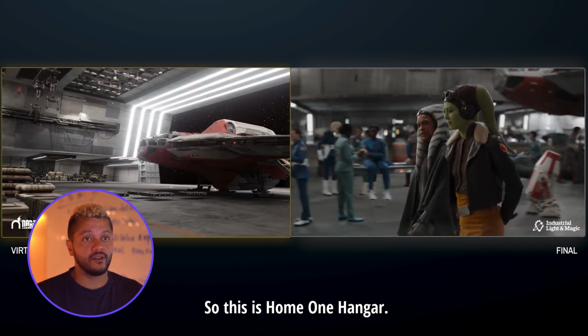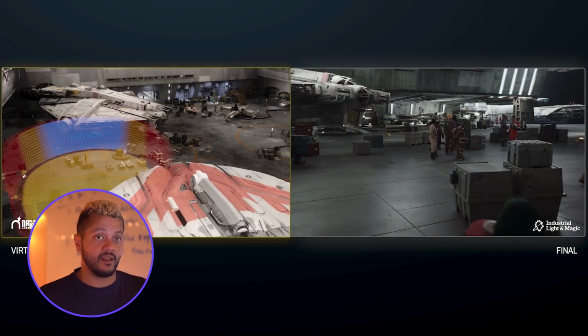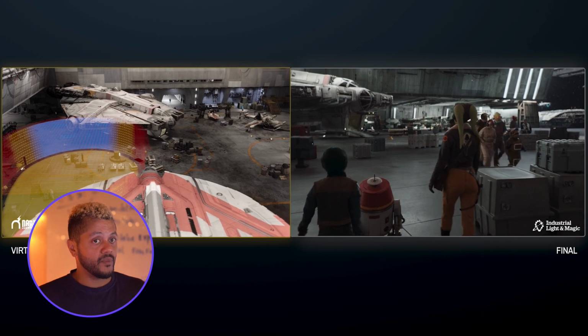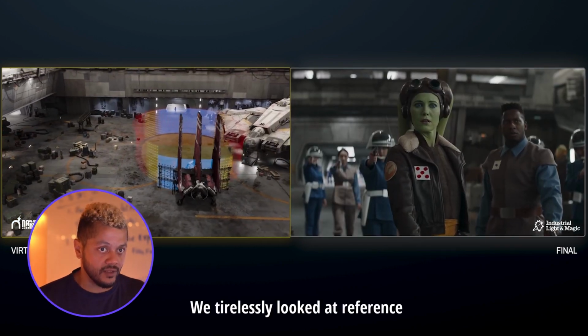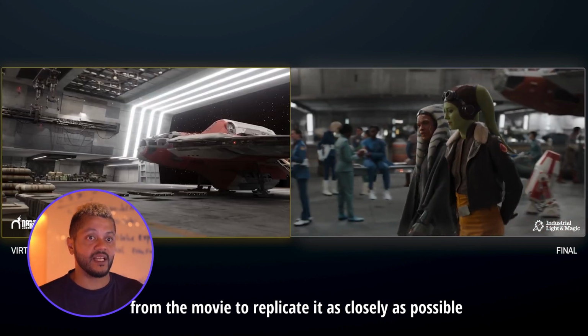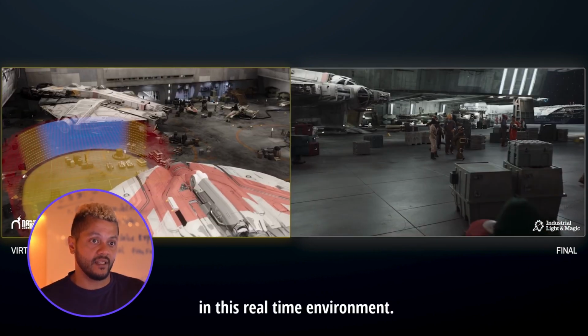So this is Home One Hangar, and some fans may recognize this set as it was in Return of the Jedi. We tirelessly looked at reference from the movie to replicate it as closely as possible in this real-time environment.